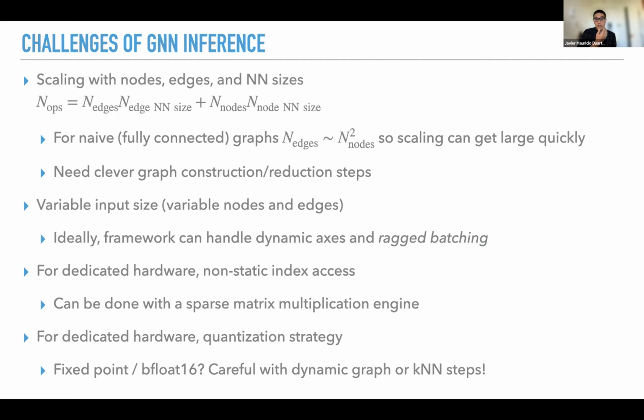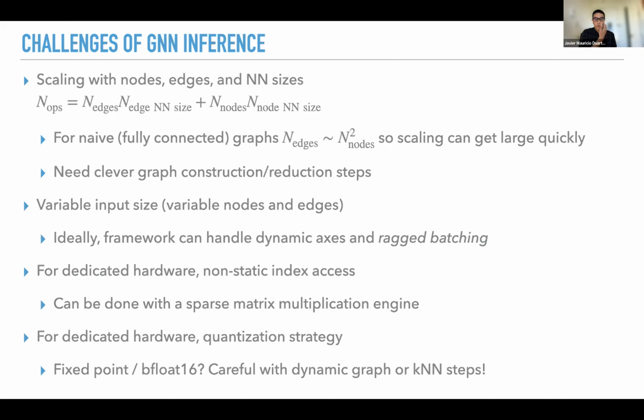One other challenge is the fact that there can be a variable input size. The number of nodes and edges are not necessarily fixed, and you can have a variable number of them. GNNs intrinsically can take this into account, but then you also need the hardware or the framework to be able to handle that. So you need to be able to handle dynamic axes: a tensor as input, where one of the axes is essentially a dynamic variable.